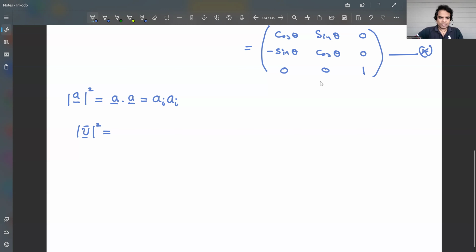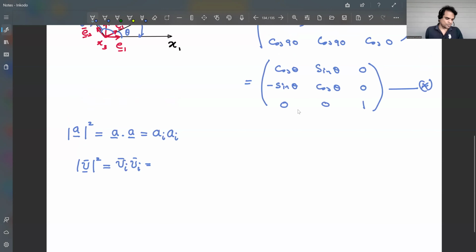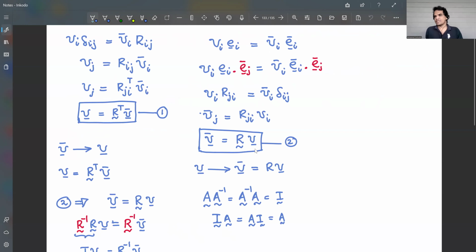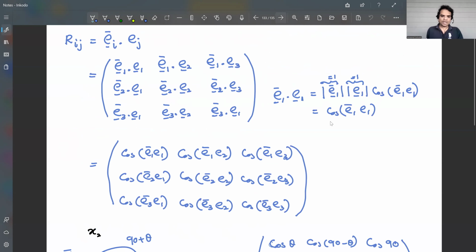How can I write this based on this definition? I can write V bar i times V bar i in index notation. Now I'm going to apply our transformation rule. You could remember the transformation rule: V bar equals the rotation matrix times V. Okay, so now I know V bar.